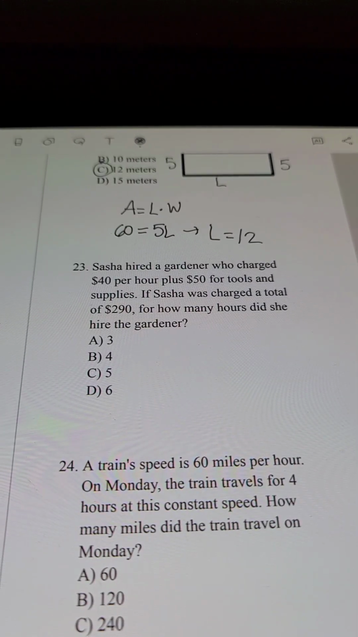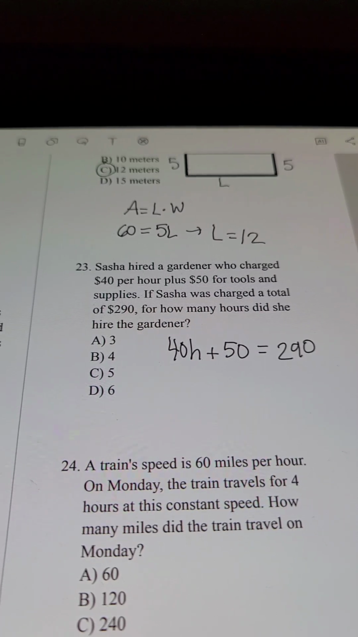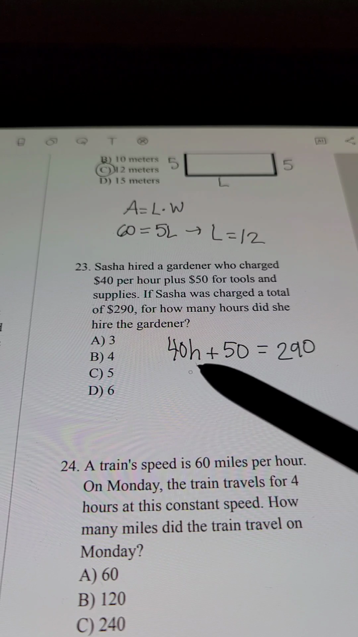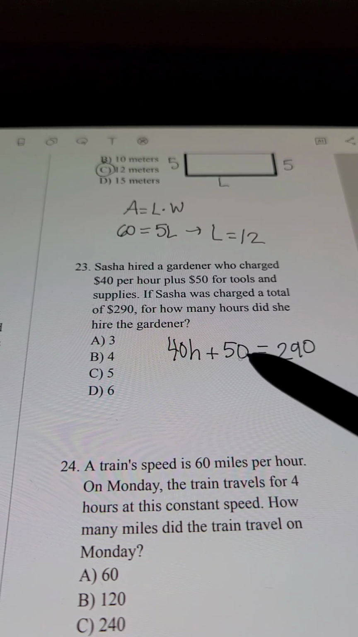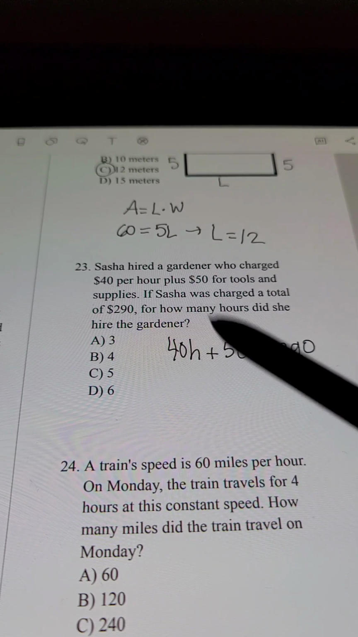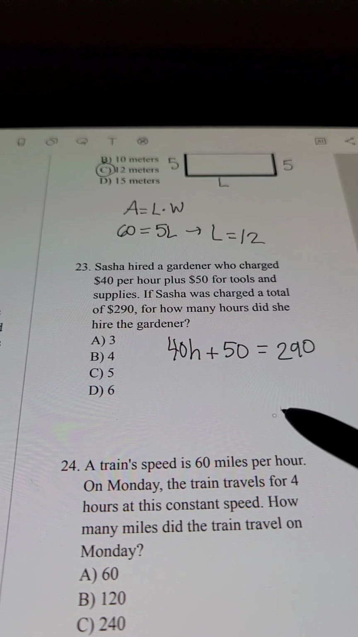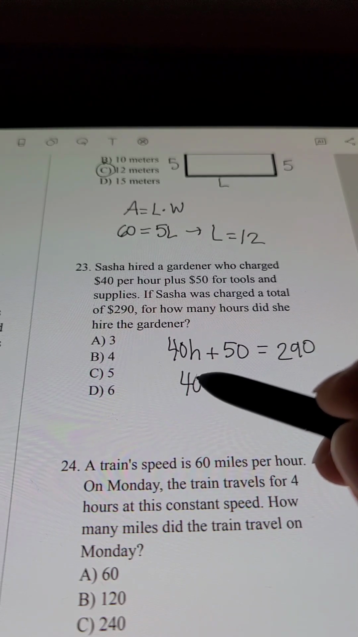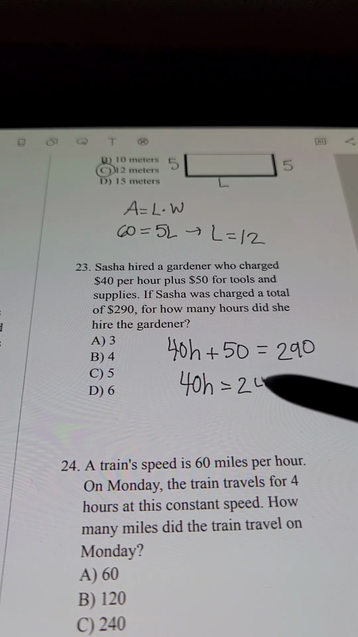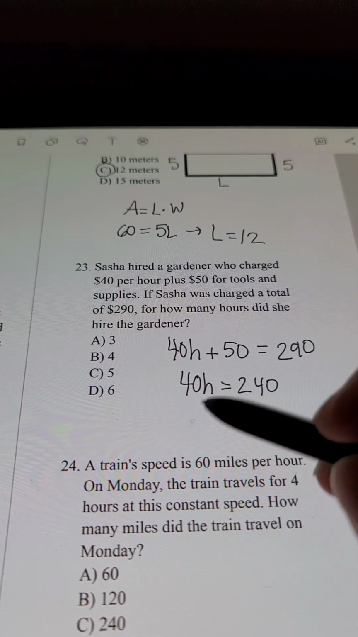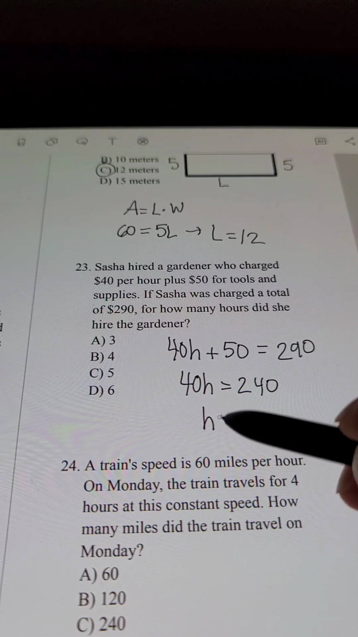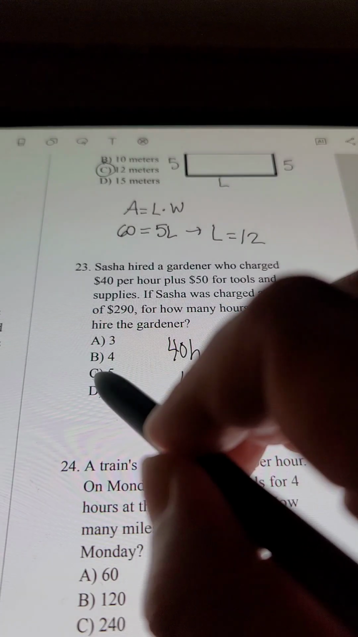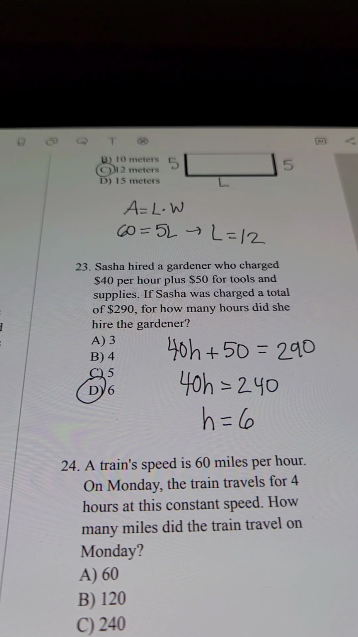Okay, pause to read number 23 if you haven't already. So this whole situation can be represented with this equation where H is the number of hours. So it's $40 times the number of hours plus the $50, I guess, fee for tools and supplies equals a total of $290. So we just have to solve for H. Let's subtract 50 on each side. So then that's going to be 40H is equal to 240. And then we're going to divide by 40 on each side to get H by itself, and that's going to give us that H is equal to 6. So the answer would be D.